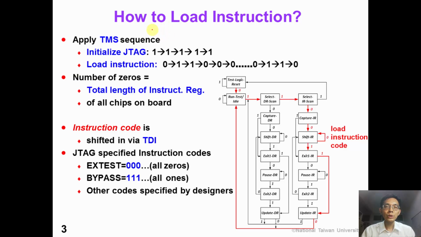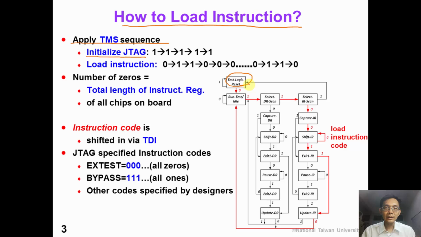Before we can execute an instruction, we need to load the instruction code into the instruction register. So how can we do it? We can load the instruction code by applying the following TMS sequence. First, we initialize the JTAG by applying a sequence of 5 ones. By doing so, we will initialize the tap controller to the test logic reset state.